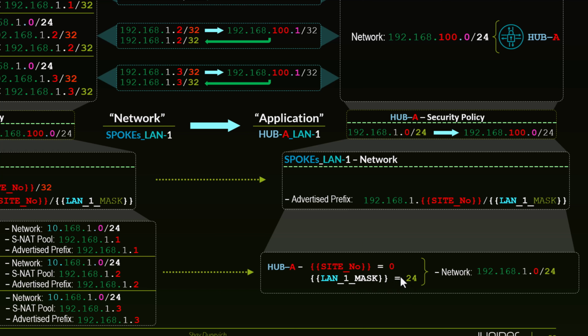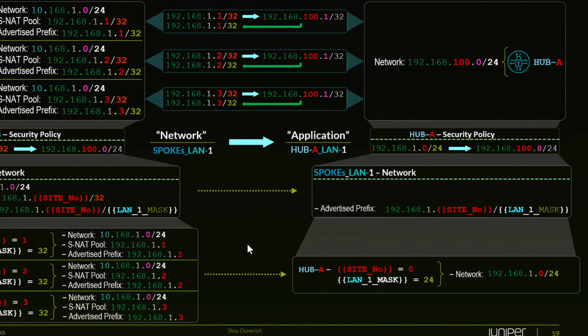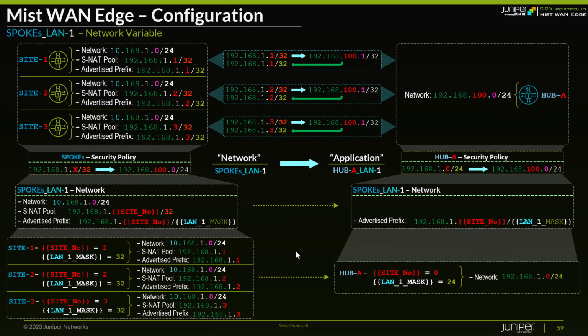Using these two variables, the network that will be configured in the security policy on the hub to accept traffic is actually going to be 192.168.1.0/24. So next, let's see how we configure the networks and application under Mist to allow this traffic.